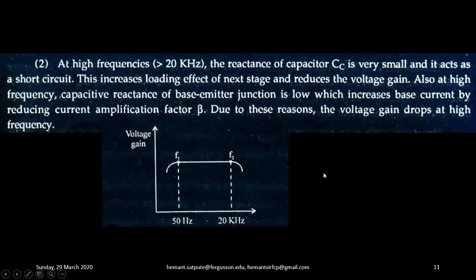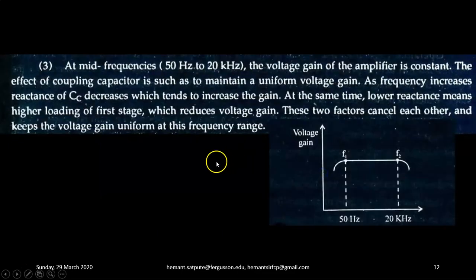Now remember, in the exam they specifically ask these questions: why at low frequencies the gain of the amplifier drops, and why at high frequencies the gain of the amplifier drops, especially with RC coupled amplifiers.